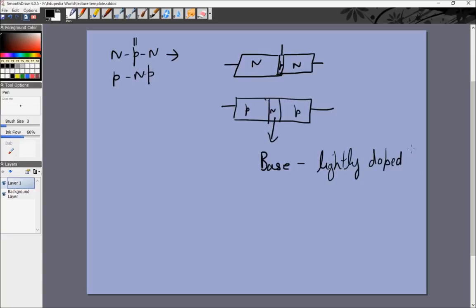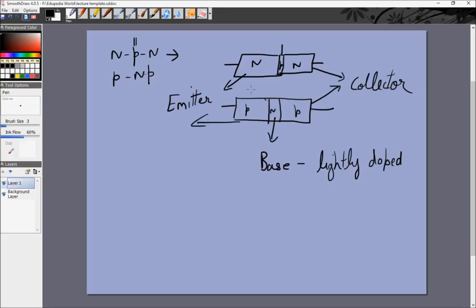Now out of the other two layers, one is very heavily doped. Let's assume that is the left one in both cases, and that is called the emitter. The other side is moderately doped, still with a higher doping than the base, and is called the collector. Terminals come out from all three layers so that we can connect them externally in a circuit.